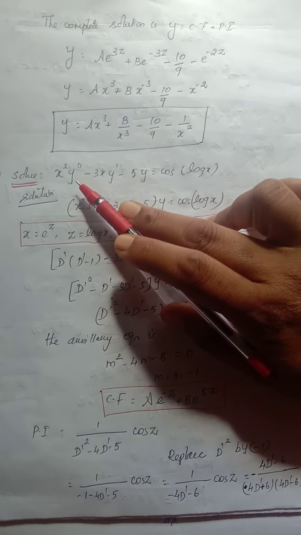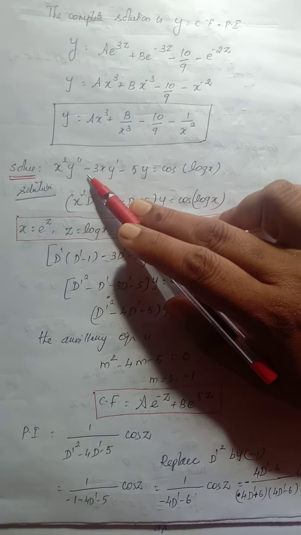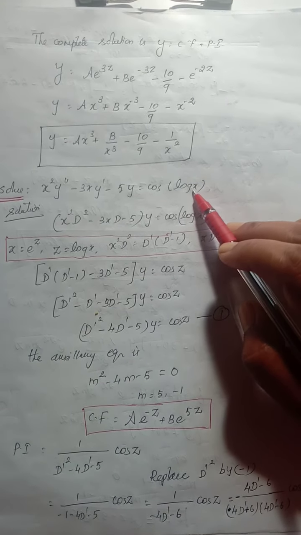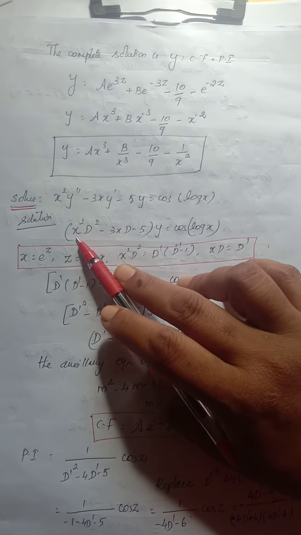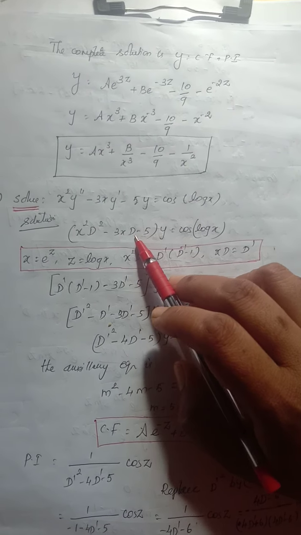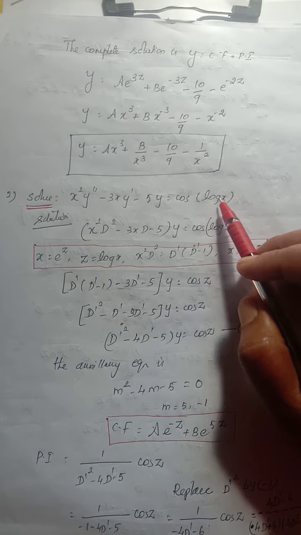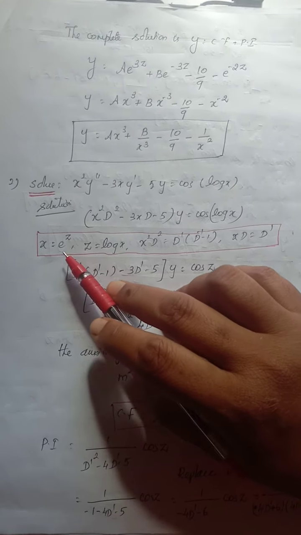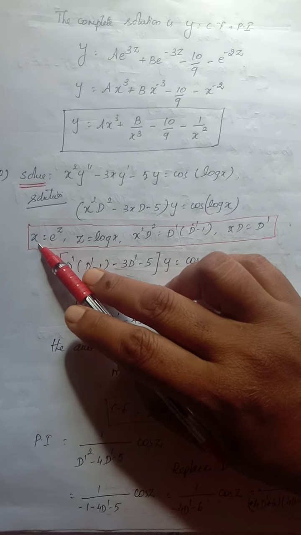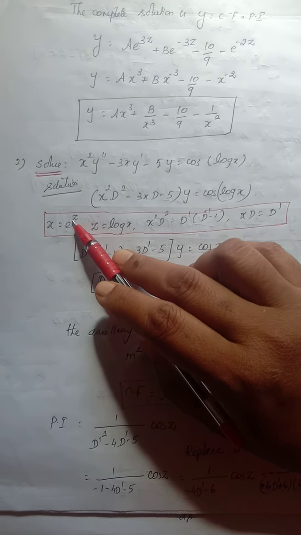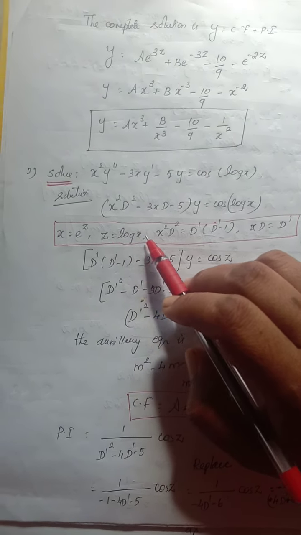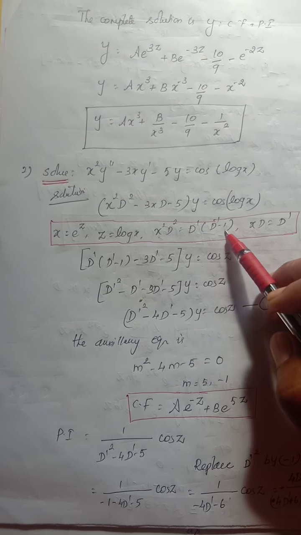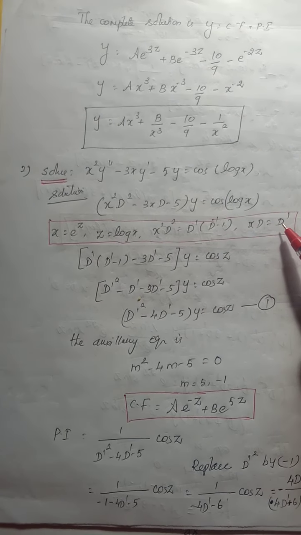And in the second sum, they have given x squared y double dash minus 3x y dash minus 5y is equal to cos of log x. So this can be written as x squared d squared minus 3xd minus 5 of y is equal to cos of log x. And we know that by Cauchy's equation, we want to reduce it to the linear form by substituting x is equal to e power z, z is equal to log x, x squared d squared is d dash into d dash minus 1, and xd should be replaced as d dash.